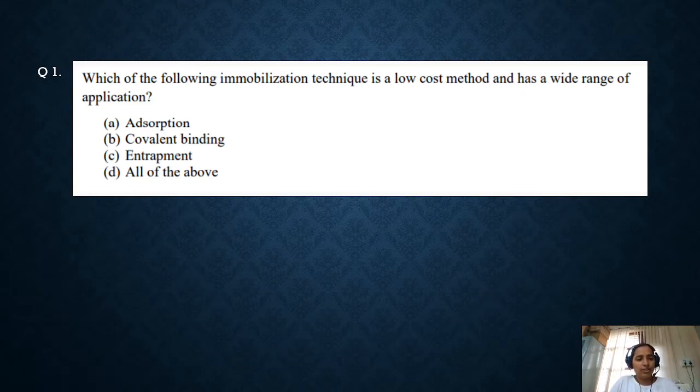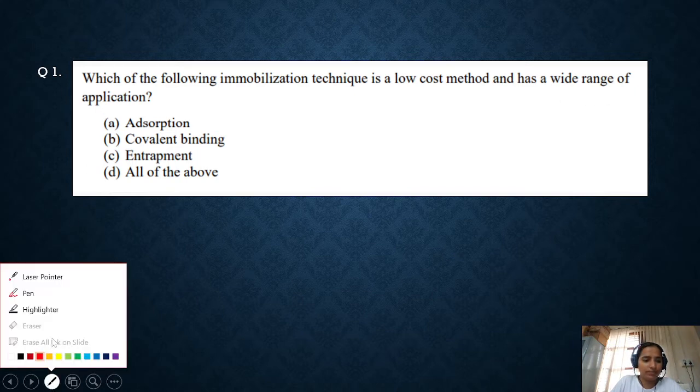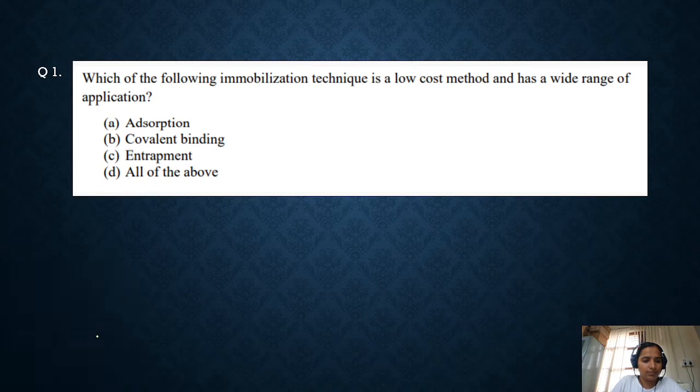This is the first question. Which of the following immobilization techniques is a low cost method and has a wide range of application? So they are asking two things: which one is a low cost method and has a wide range of application, means you can use that in many applications. So what are the options? First one is adsorption, second covalent binding, third entrapment, and all of the above.